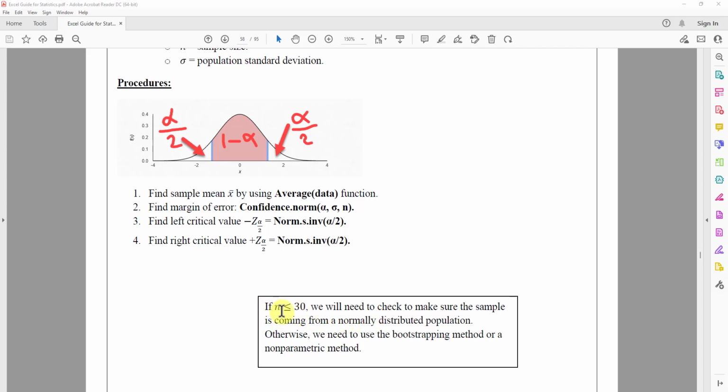One is plus, the other one is minus. But if n is less than or equal to 30, we will need to check to make sure the sample is coming from a normally distributed population. Otherwise, we need to use bootstrapping methods or non-parametric methods.